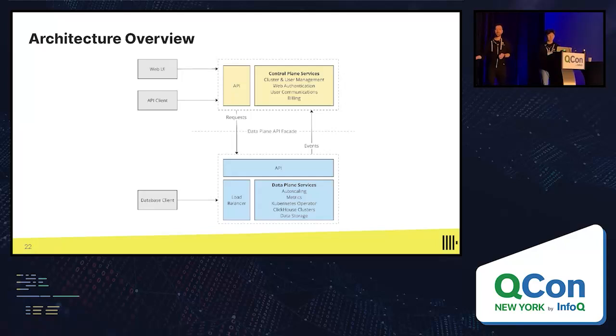When users want to connect with their cluster, they do so through a load balancer that's provided by the data plane. This allows them to connect directly to the data plane rather than going through the control plane, saving on a few network hops.